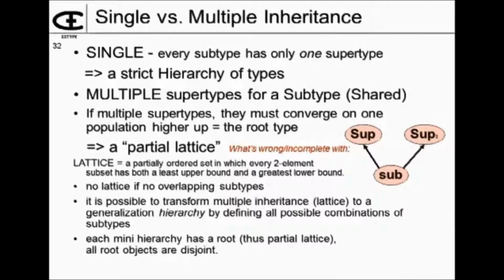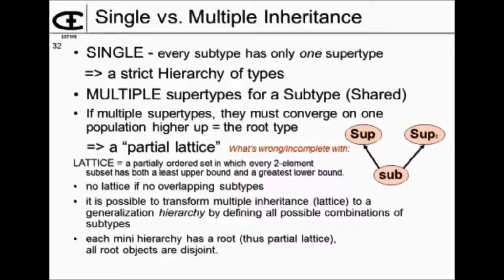If you didn't have that, what would be wrong? If you had two supertypes above a subtype, everything that's in the subtype has to be in both of the supertypes. So at some point, that thing, instance, has to come together in one population at some point. Okay? A lattice is a partially ordered set in which every two-element subset has both the least upper bound and a greatest lower bound. And that's why in the concept of a lattice, you come to the least upper bound and the greatest lower bound. So you come to one population at each end.